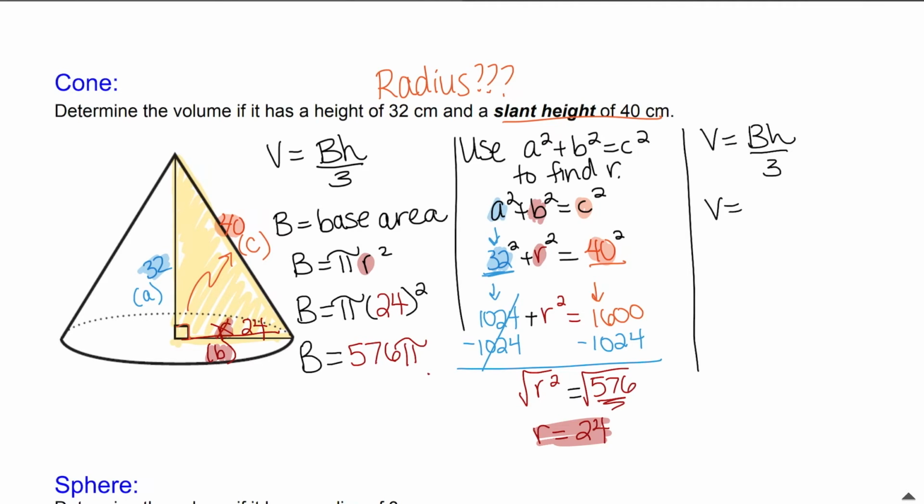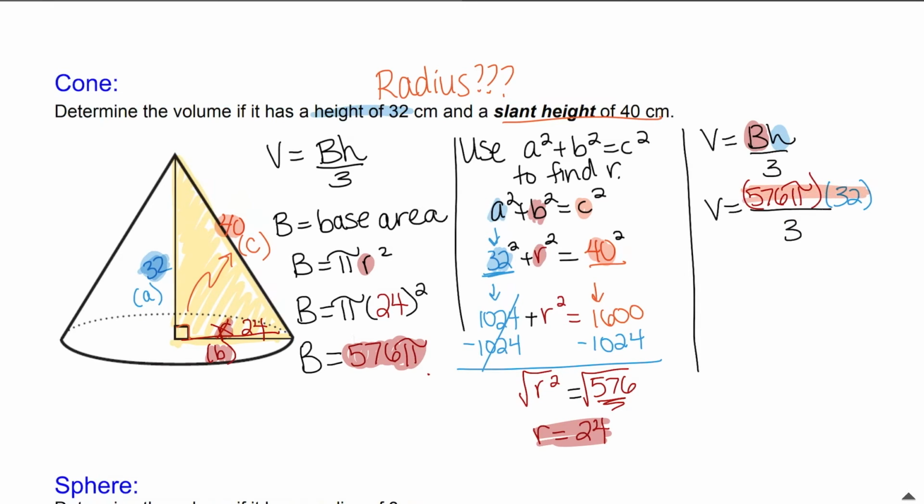So the volume is going to be equal to the base area of 576 pi, and I'm leaving it in terms of pi for right now because I don't want to deal with decimals. So I'm going to write 576 pi, and then I'm going to multiply that by the height, which I know is 32. Now we have to use the height and not the slant height, so do not use this 40 right here to figure this out. We only use the 40 to figure out the radius by doing Pythagorean theorem. Once we do that, we're done with the 40. And then I'm going to divide that by 3.